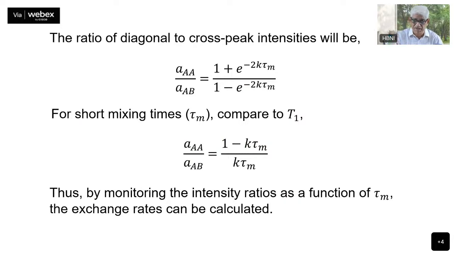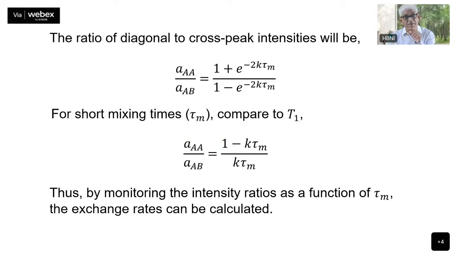Now you can take a ratio of the diagonal to cross peak intensities, that is AA by AB, that is 1 plus e to the minus 2k tau m divided by 1 minus e to the minus 2k tau m. And if you have a short mixing time compared to T1, you can simplify this by expanding the exponential term as 1 minus 2k tau m, etc. It's a power series. So you will simply get 1 minus k tau m divided by k tau m.